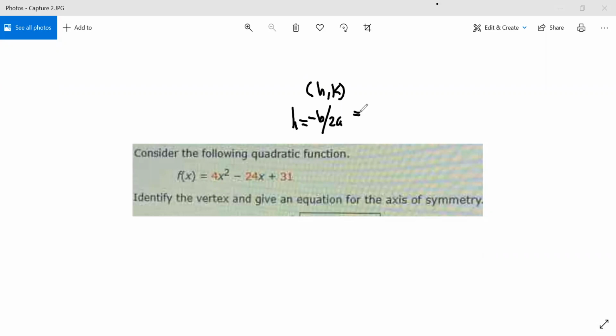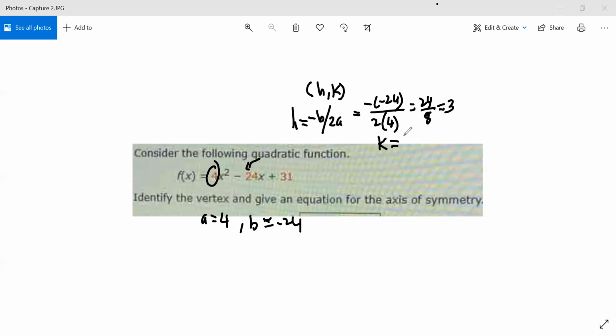So let's find this number first. a is 4, a is the coefficient of x squared, b is the coefficient of x, which is negative 24. Let's plug this in. So negative negative 24 divided by 2 times 4, which is 24 divided by 8, and that is 3. Now let's plug this back into the polynomial to find k.